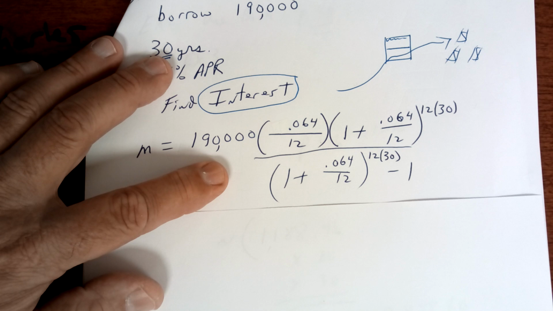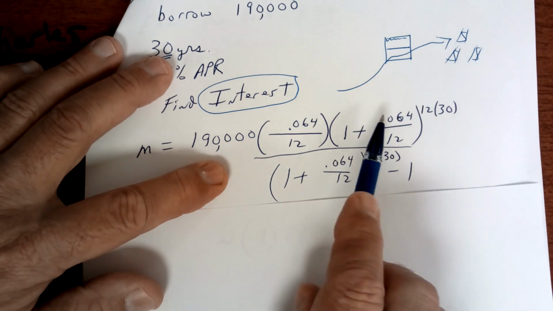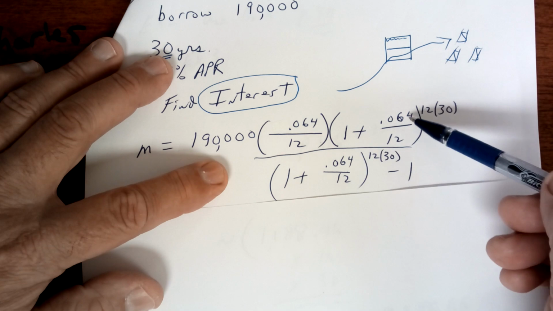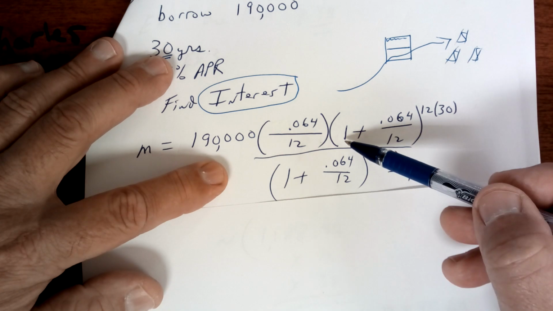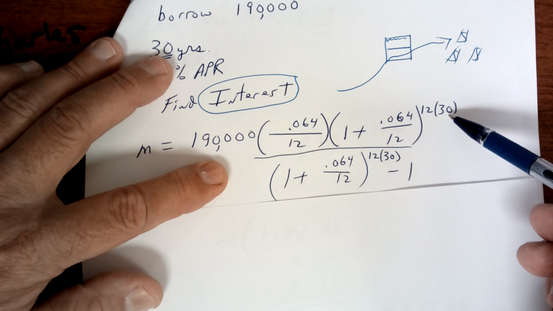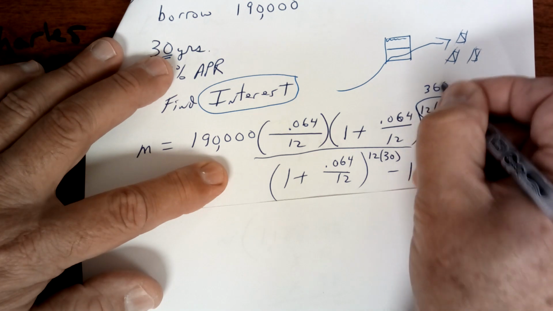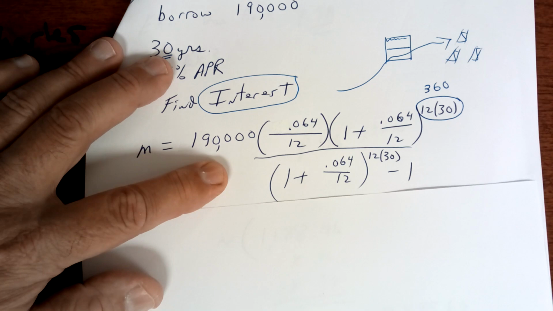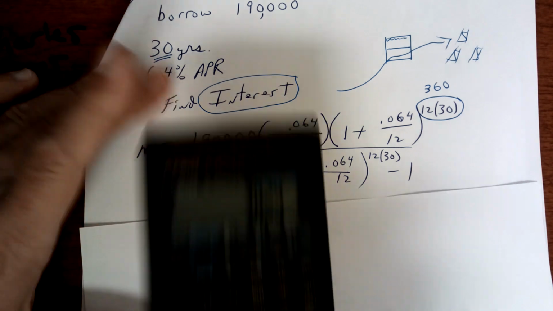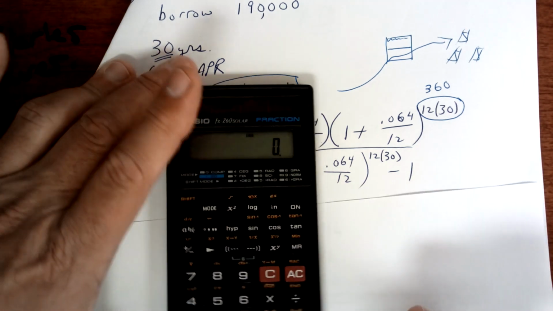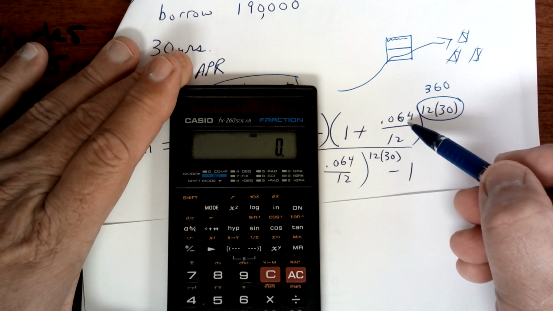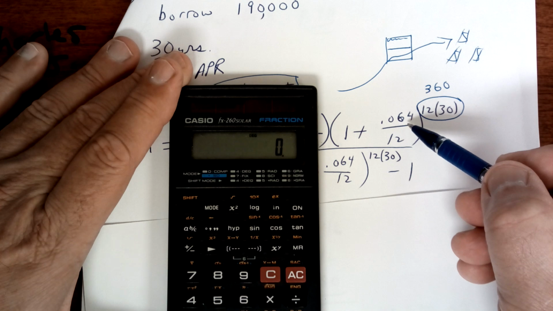So what I want you to do is use your calculator. And the way you would use it is you would start here and then add 1 and then raise it to that power. Well, 12 times 30 is 360 payments. That is a lot of payments. Okay, so let's see if we can do this one. And I want you to do it, so get your calculator out. Start here. Take 0.064.